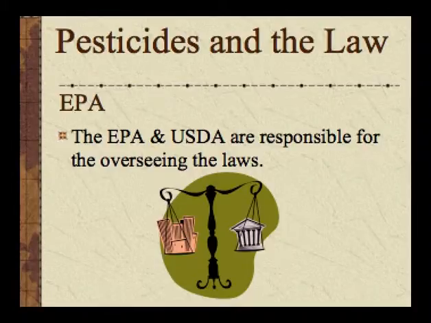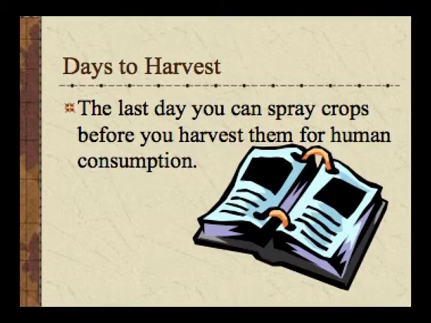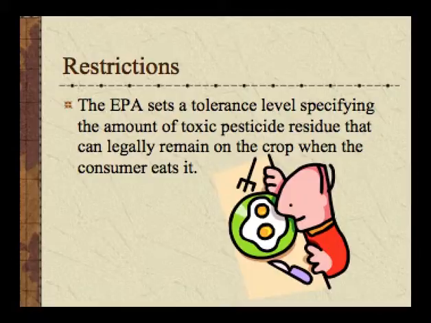Some of the laws you need to know for the exam. With the EPA and the USDA, you have laws. Let's get to them really quickly. First off, farmers have days to harvest. That's the last day they can spray any type of crops before they harvest them for consumption. They also have restrictions with labels.